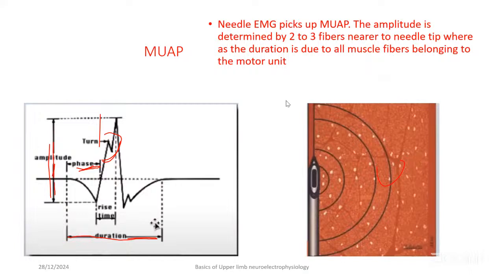So that's the difference. Why are the duration and the amplitude different? When you put a needle in, the needle tip will pick up the electric activity from 2 to 3 fibers only, whereas the duration is dependent on all the muscle fibers of the motor unit. So that's the duration from here to here, and these are the phases, and more than 5 phases are abnormal. These are turns around the baseline. So this MUAP analysis is very important for you to understand.